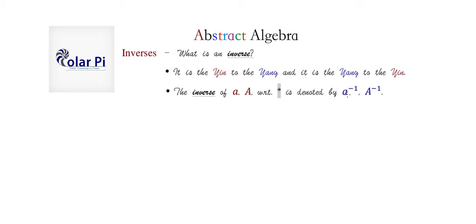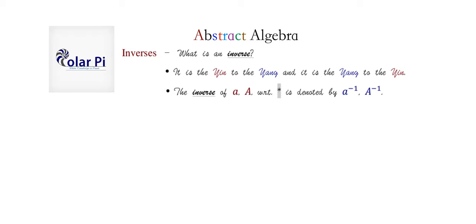A lot of students think that a to the minus 1 simply means 1 over a, and that's only true if the set is the set of rationals and the binary operation star is multiplication. In general, a to the minus 1 means the inverse of a. Okay, all right, cool.